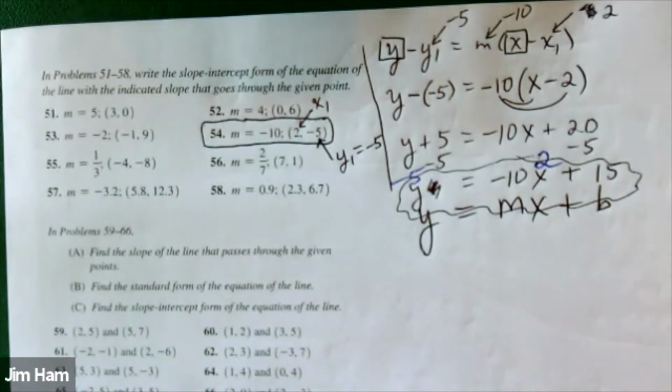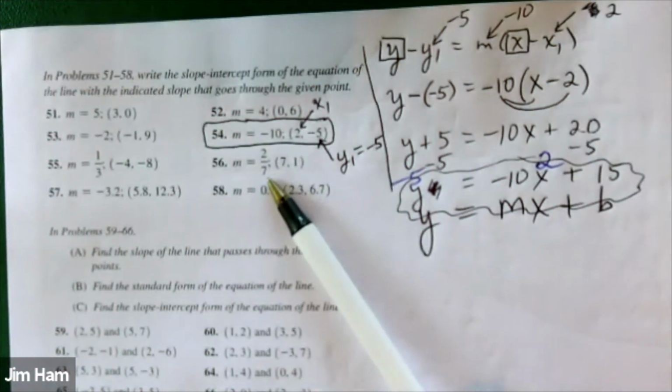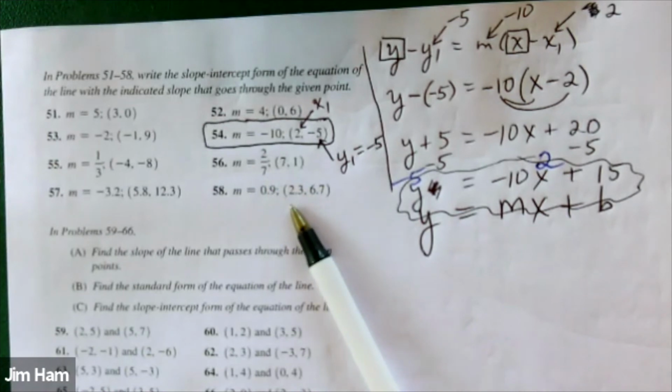So the point works in our equation, the slope is correct, and so now you can see these problems are going to get a little messier because sometimes you have slopes that are fractions, sometimes you have slopes and points that are decimals, but the arithmetic is still the same, it's just not as easy.